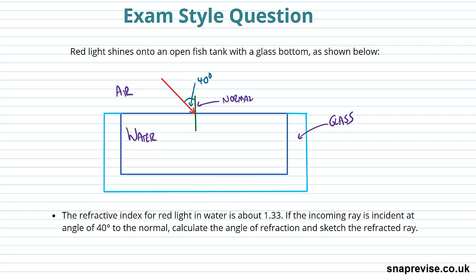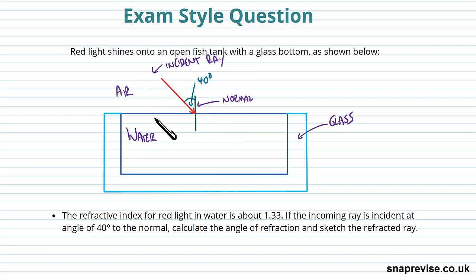We have that red light shines onto an open fish tank with a glass bottom as shown below. You see that's labelled. So we've got air here, we've got water here, we've got glass here, this is our incident ray, and that's coming in at an angle of 40 degrees to the normal. This green line is the normal. So in an exam you'd be labelled with this stuff. They probably wouldn't label the right way, but we've labelled that as well just to help.